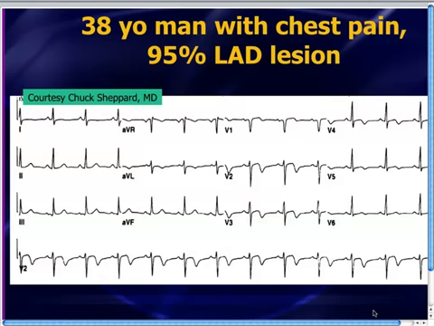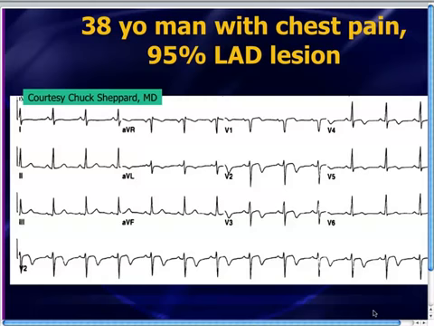Okay, so this is true Wellens. I showed this to you last week. Let me just point out a couple of things. Number one, on this true Wellens case, there are no leads that show high voltage. These are normal size QRS complexes. So the first thing to remember is you can't call something Wellens when there's large amplitude QRS complexes.